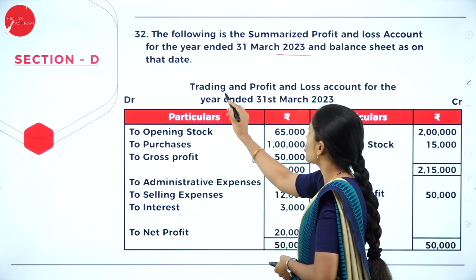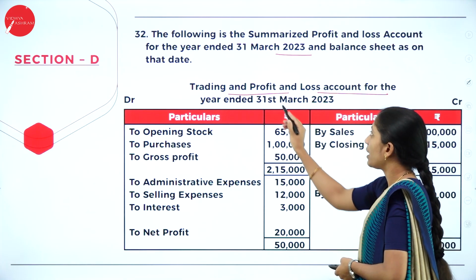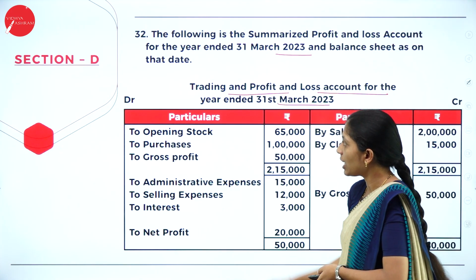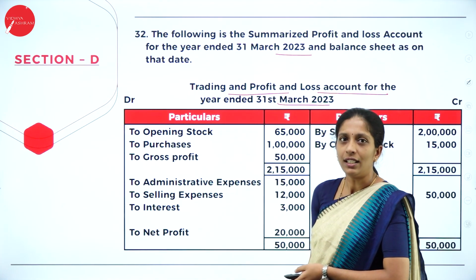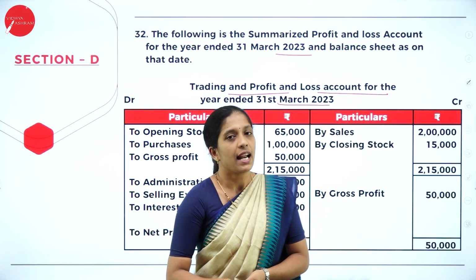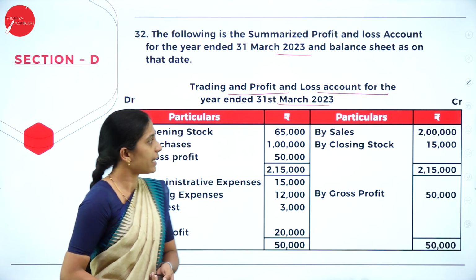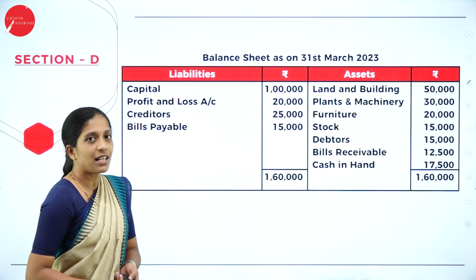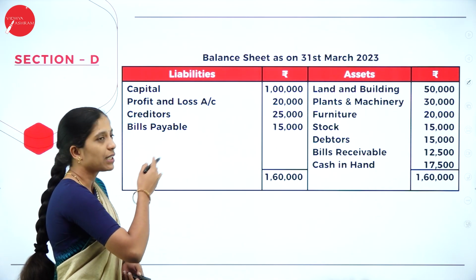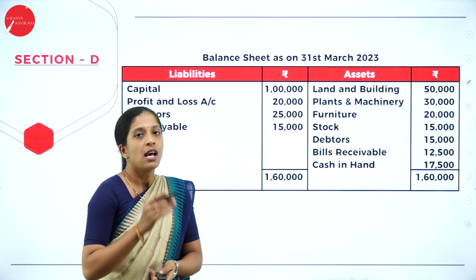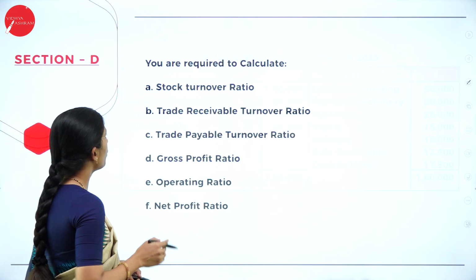Now, they have given us the trading and profit and loss account for the year ending 31st March 2023. So, we have opening stock, purchases, gross profit. We have all the particulars on the debit side, and at the same time, all the particulars on the credit side. Next, they have given us the balance sheet as on 31st March 2023 with assets as well as liabilities. Now, let us see what they have asked us to calculate.